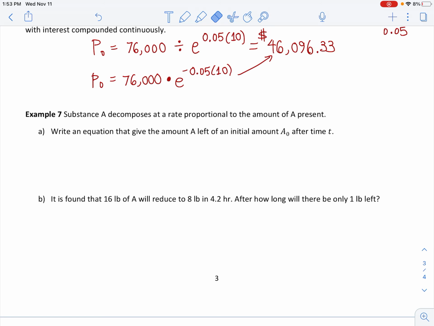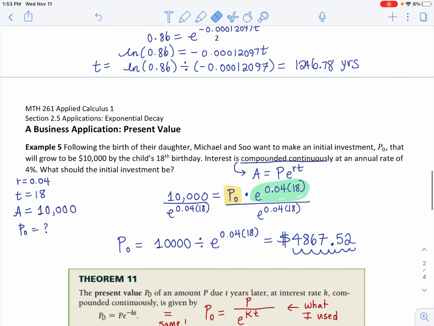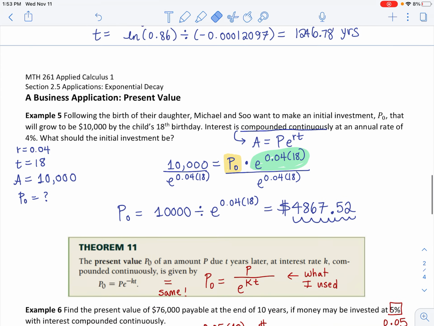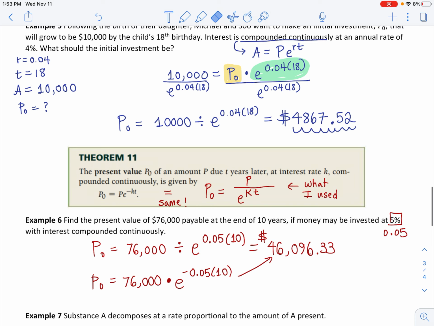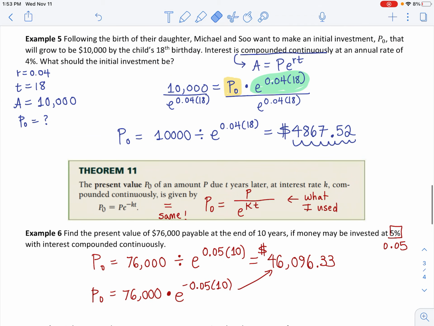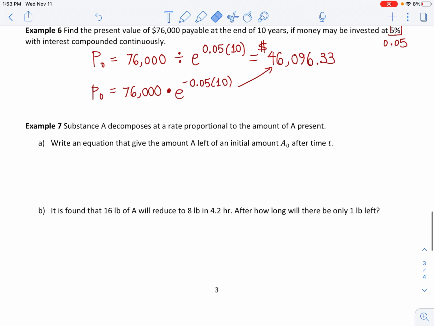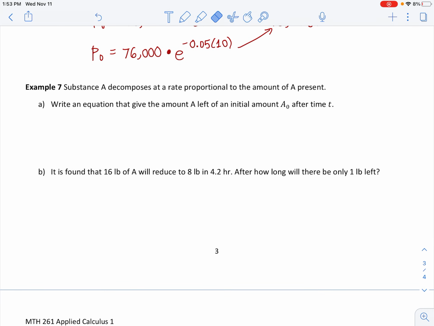All right, let's do the last one. Substance A decomposes. Now we're back to an exponential decay function. Briefly, we were looking at these business examples, which were actually growth functions because it was about starting from a smaller amount of money and making it big through investment. So examples 5 and 6 were kind of sprinkled in, but we're back to decay. A substance A decomposes at a rate proportional to the amount of A present.